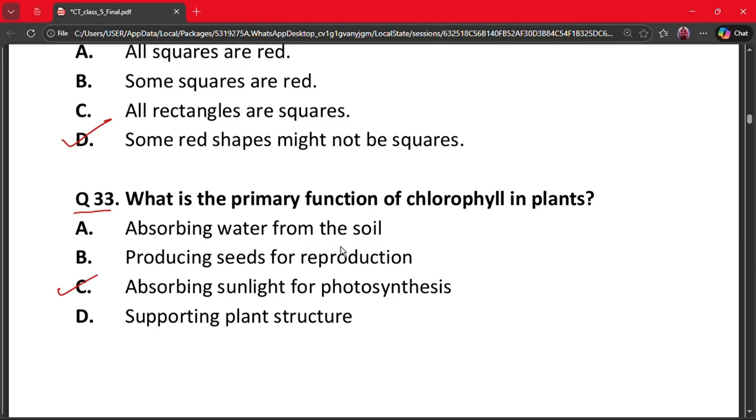Why? Because chlorophyll is the green pigment in leaves. It absorbs sunlight energy. This energy is used to make food during photosynthesis. So option C is the correct option.